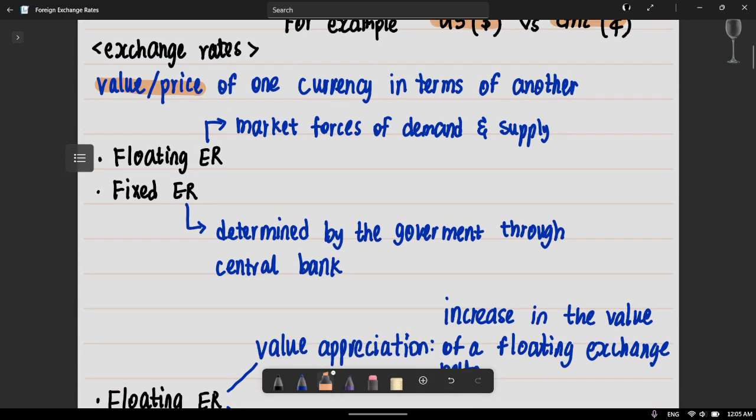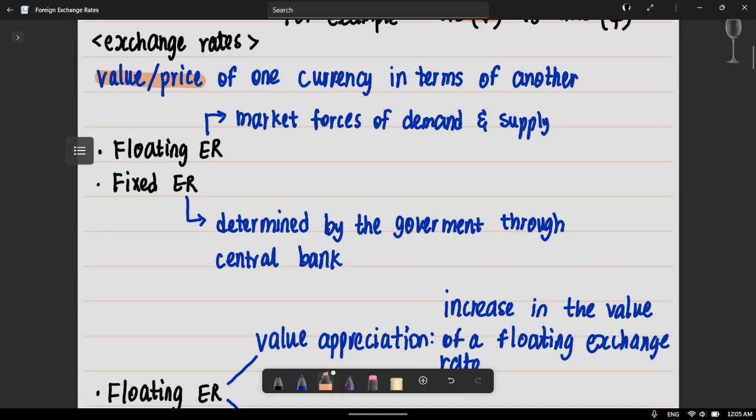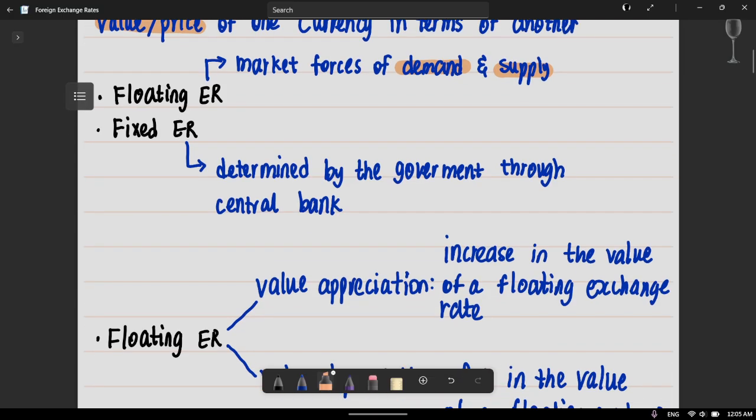Now, when you come to exchange rate systems, you have two types of systems. You have the floating exchange rate system and you have the fixed exchange rate system. Now, the floating exchange rate system is determined by the market forces of demand and supply, whereas the fixed exchange rate system is determined by the government through the central bank. Now, why through the central bank? Because this is a monetary policy thing that's going to happen, and it's not something the government directly controls. It's controlled by the central bank through the government.